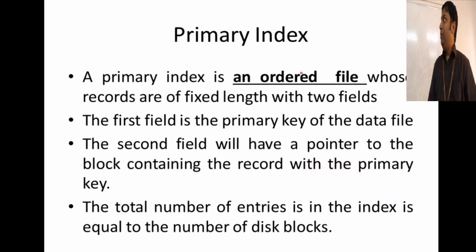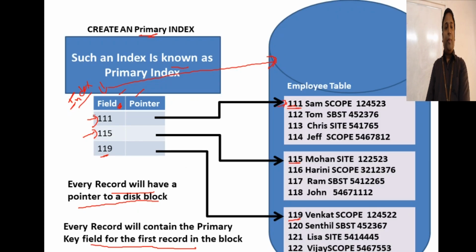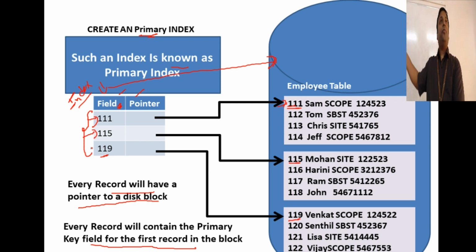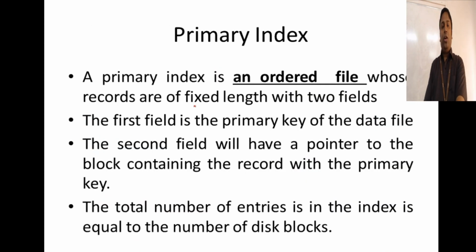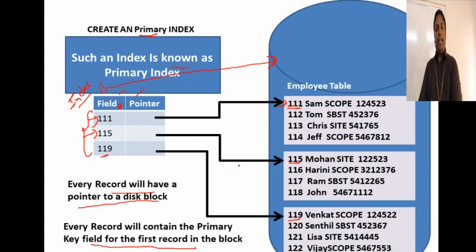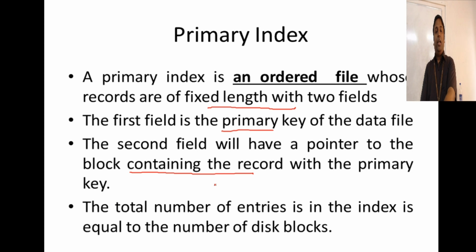Okay. So some terms and terminologies from your books. A primary index is an ordered file. See, you have to understand that the primary index is also an ordered file. See, it is ordered in the ascending order. 111, 115, 119. So it's also ordered. Whose records are of fixed length with two fields. The first field is the primary key field of your file, and the second field will have a pointer to the block containing the record with the primary key. So the second field is actually a pointer pointing to the actual block on the disk. The total number of entries in the index is equal to the number of disk blocks.